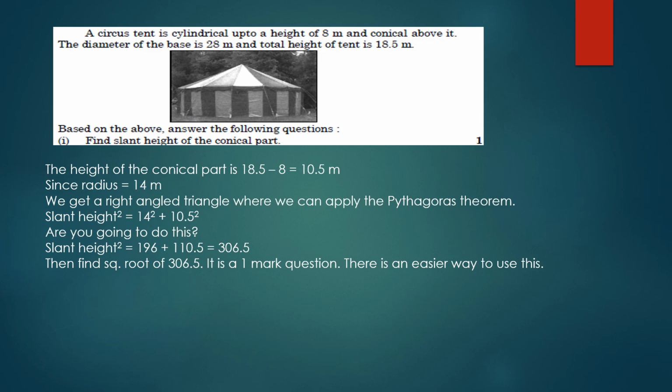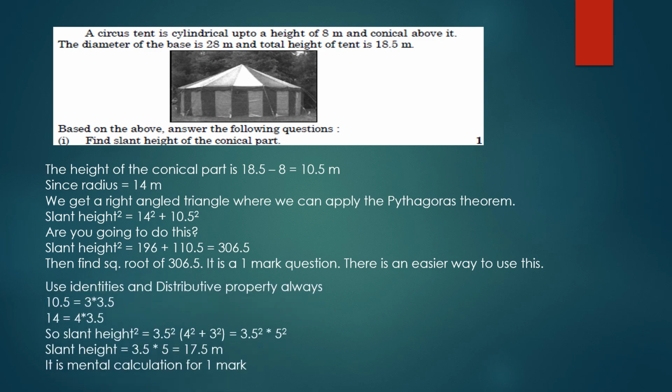Now to find slant height, when you do Pythagoras theorem, are you going to do 14 square and then 10.5 square and add those numbers? 14 square, even if you know from memory, 10.5 square, you have to work it out. Remember, this is just a 1-mark question. This is a complicated way of doing it. After having worked out 10.5 square, you add and you get this decimal number. Are you going to find the square root of this for the slant height? You're complicating it. Look at the easier way.